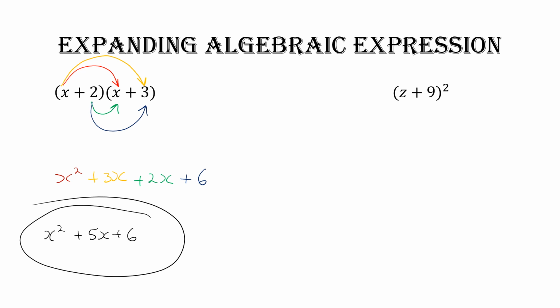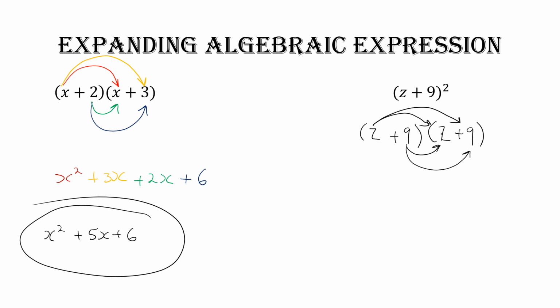In the second example here, this one is more of a disguise, but the concept is the same. So z plus 9 all squared is actually saying z plus 9 multiplied by z plus 9. And once we do that, we follow the same routine. Z by z, then we have z by 9. Then we have 9 by z, and then we have 9 by 9.